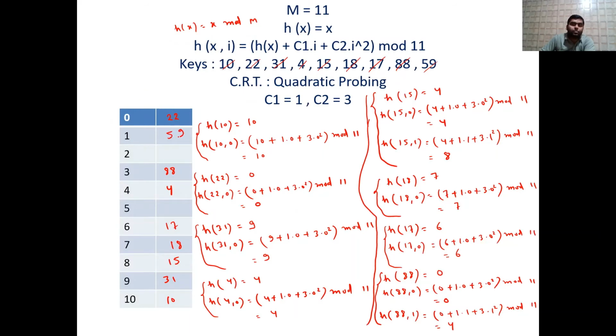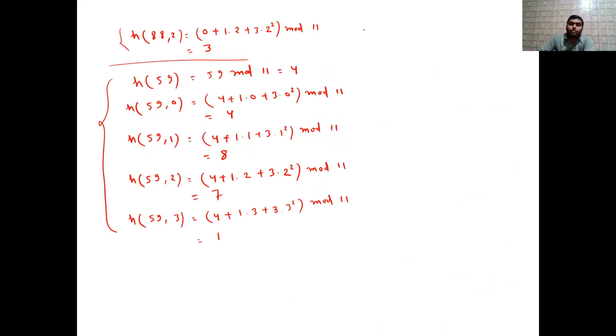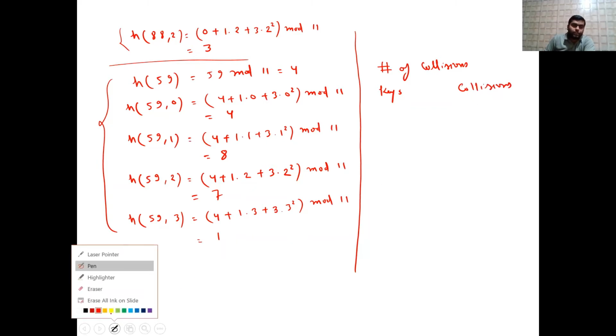So this is over. Okay, now observe some important points in this. Now we are calculating the number of collisions. So here keys and here collisions, and writing. Now observe very carefully.